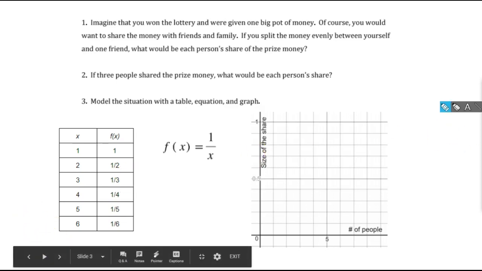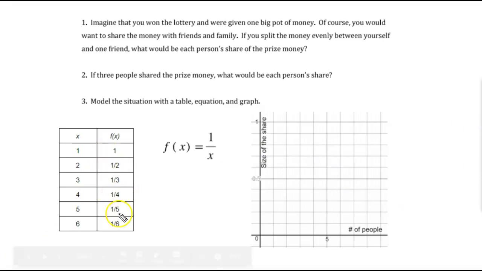If I were to graph this, I just need to put in my points. So I have 1 person, we get the whole shebang, 1 whole prize. If there are 2 people, then we get half of the prize. 3 people is 1/3, that's roughly 0.33, so that would be about right here. 1/4 is 0.25, so that would be right here. 1/5 is 0.2. All right, and then 1/6, right about there.